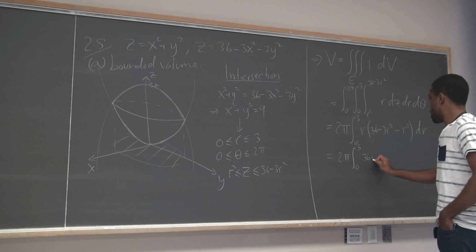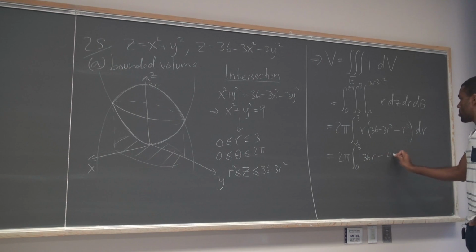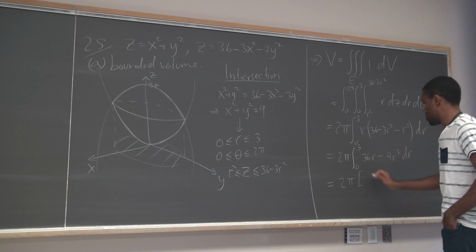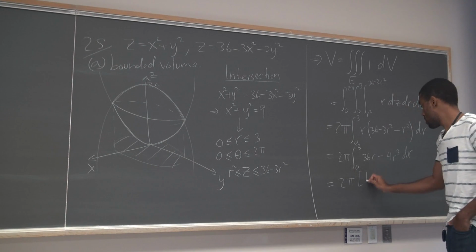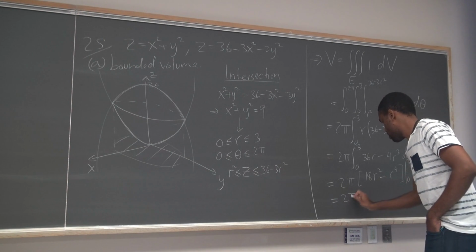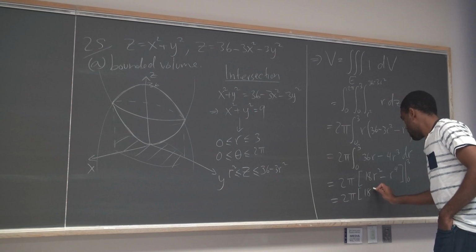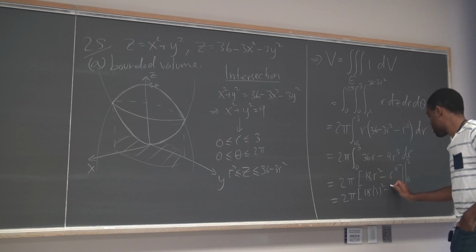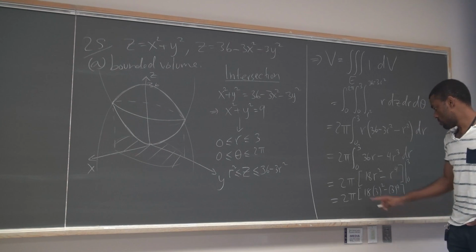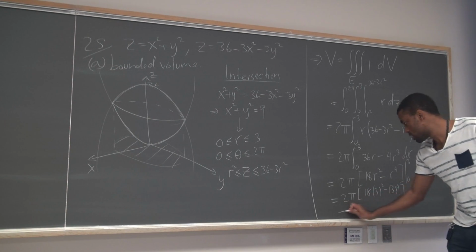So that is 36r minus 4r cubed. Integrating, this gives 18r squared minus r to the fourth, from 0 to 3. So I'm going to get 2 pi times (18 times 9 minus 3 to the fourth), which is 162 pi.